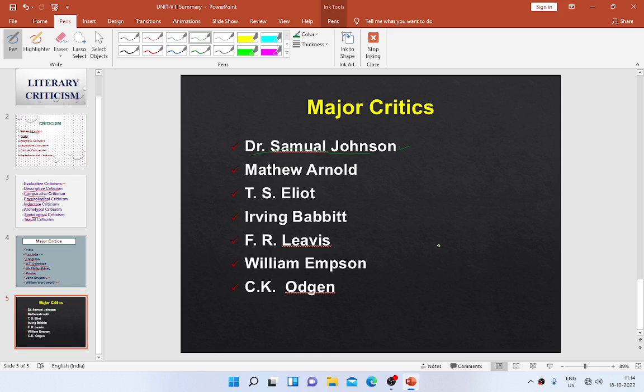Johnson argues that Shakespeare's characters do not belong to the society of a particular place or time. They are universal. They appeal to people of all kinds. This points at the universality of Shakespeare's plays.